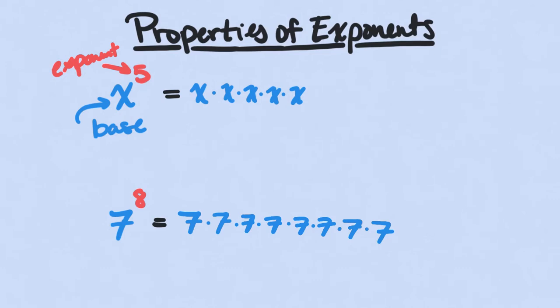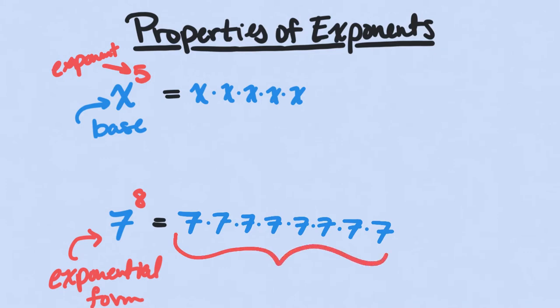Now, one thing I need to mention real quick, we call this exponential form. All right, that's exponential form, when you have your base and you have your exponent. And we call this right here expanded form. Okay, and that's just because it is expanded, it is written out. We've written out all 8 of the 7s that are being multiplied together. So again, this right here would be exponential form, base x with an exponent of 5, and this right here is expanded form.